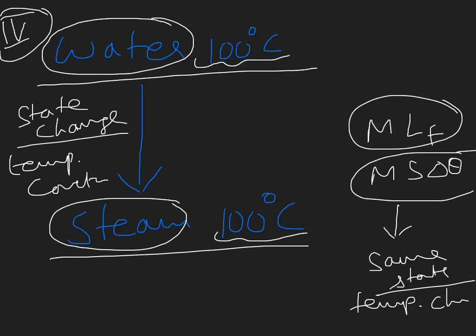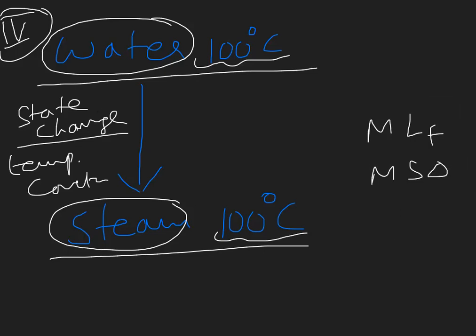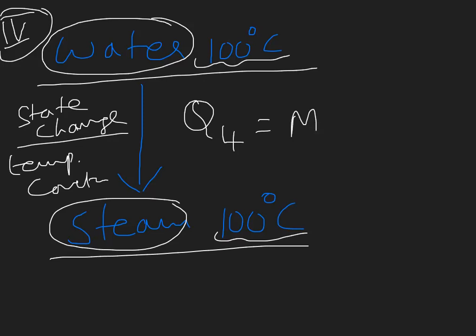So in this situation, what happened? Water to steam. Whenever we are taking water to steam, what is happening here? Yes, change of state. Water to steam means change of state, and change of state means the temperature is also constant. So what formula? Yes, MLF. We have to use the formula MLF. So now Q4 is equal to MLV.